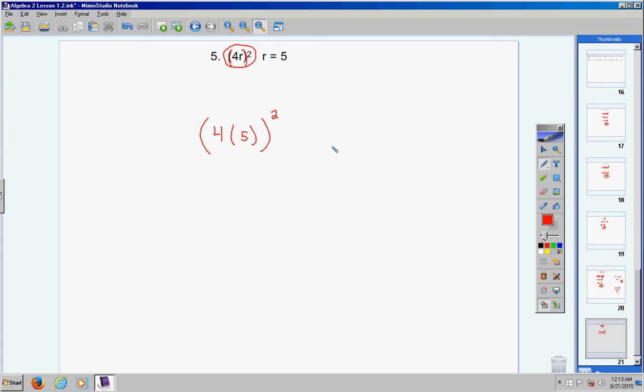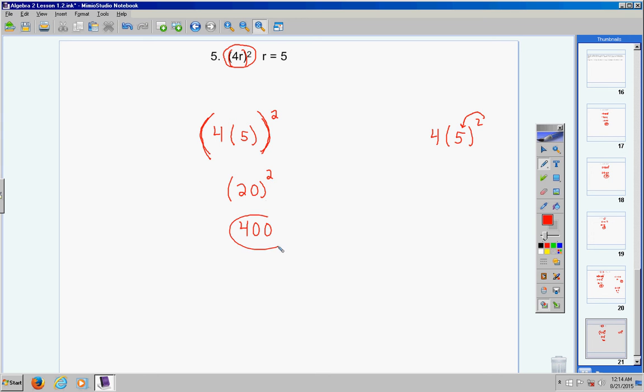Well, be careful. You should see a big difference between this problem here and a problem that looks like this. Do you not see the difference? The 4 is not inside the parentheses with the 5. The 2 is only going to the 5. But over here, the 2 is going to this big parentheses, which means it's going to everything inside. So the first thing you want to do is multiply the 4 and the 5 together, which would give you 20. Then square the 20 and you would get 400.